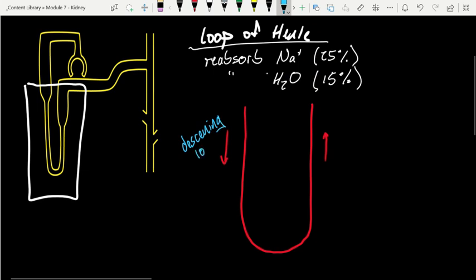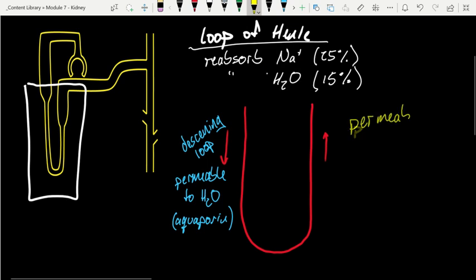But for right now, we need to recognize two things. The descending loop is permeable to water. This happens through aquaporin channels. This is very different than the ascending loop. The ascending loop is permeable to salt. And we can even divide the ascending loop into two parts. Okay, we've got the thin down here, and above this, the thick ascending loop.